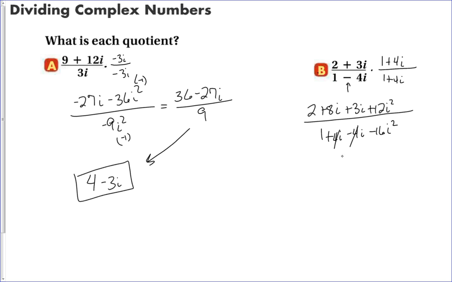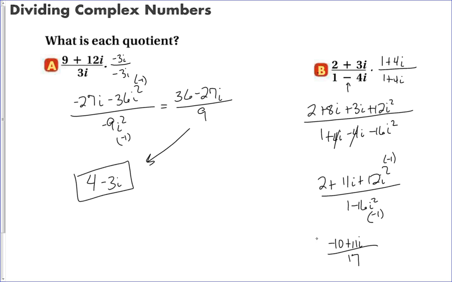These cancel. All right, and the top you get 2 plus 11i plus 12i squared. And the bottom you get 1 minus 16i squared. Remember, i squareds are negative ones. So this becomes a negative 12. Negative 12 plus 2 is negative 10 plus 11i. And then this becomes positive 16. Positive 16 plus 1 is 17. So your answer is negative 10 plus 11i divided by 17.